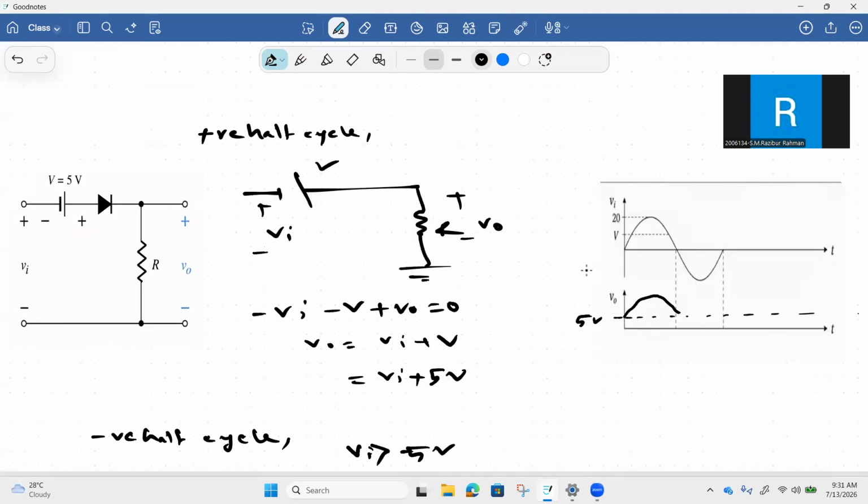So during the negative half cycle, the diode conducts up to the point when the voltage is minus 5 volt, and after that it goes to 0, and it starts conducting again like this. So the output waveform will be necessarily the waveform that I have drawn here.